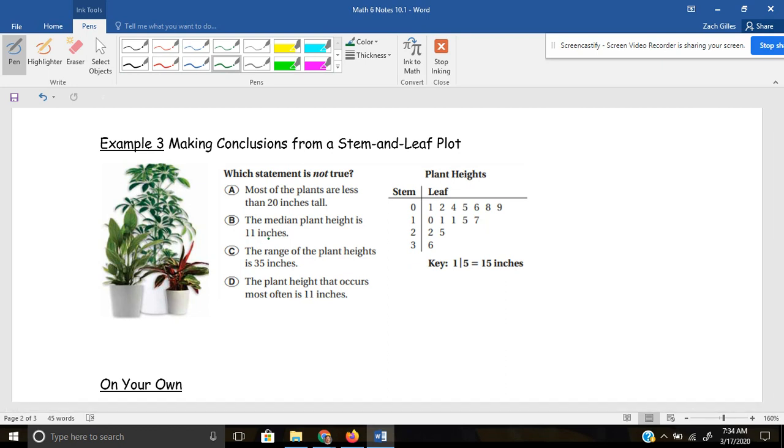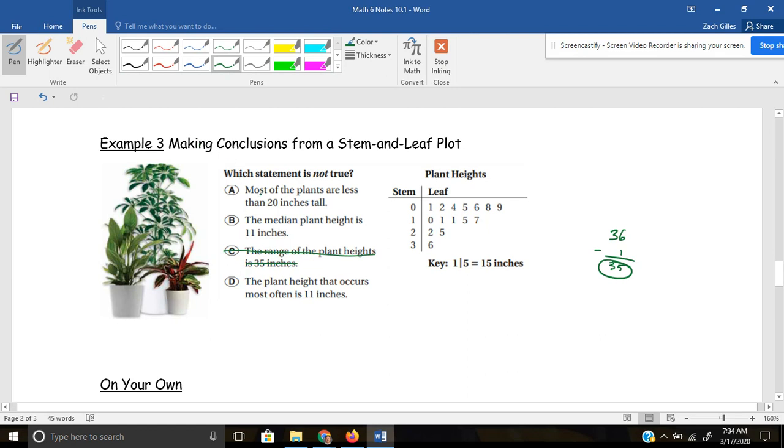Okay. Well, let's take a look at some of these. So see if we can cross them off. Let's take a look at letter C first. It says the range is 35. Well, it's pretty easy to find the range. Take my greatest, 36, and subtract my least, which it looks like is 1. So 36 minus 1 is 35. So is the range of the plant height 35? Yes, it is. So it can't be that one because I'm looking for which statement is not true. Okay. So that is a true statement.